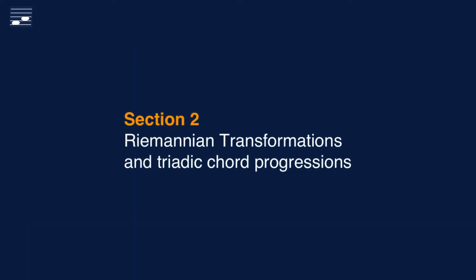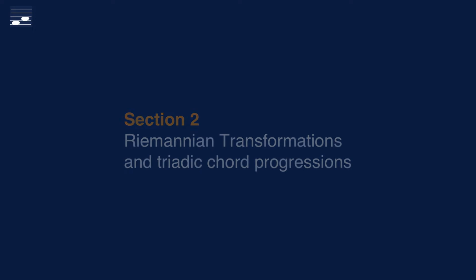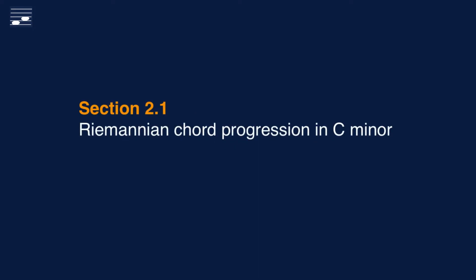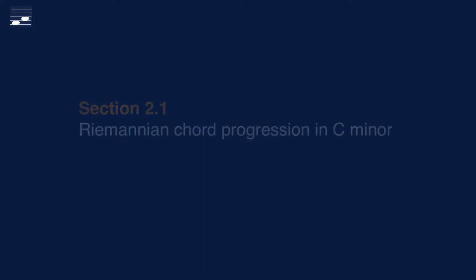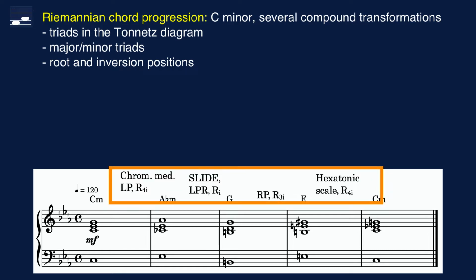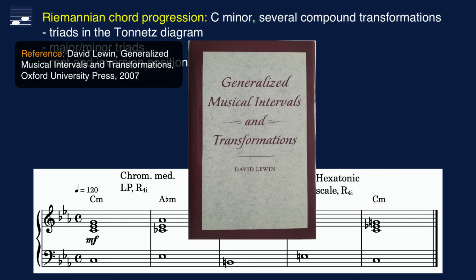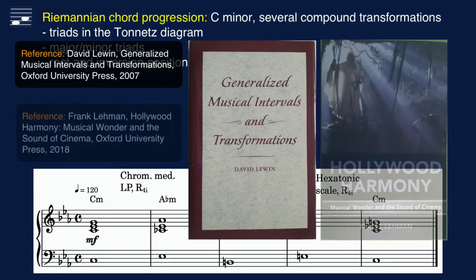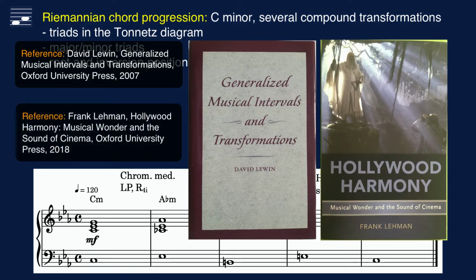First, you'll see the triadic chord progression with Riemannian transformations. I'll use a set of 5 chords centered around C minor, shown here in staff notation. At the top you'll find the compound Riemannian transformations that we will study in detail in a moment. Here's a list of 2 books on the subject. There is the theoretical treatment in the David Lewin book. The application in film music is discussed in the book by Frank Lehmann.